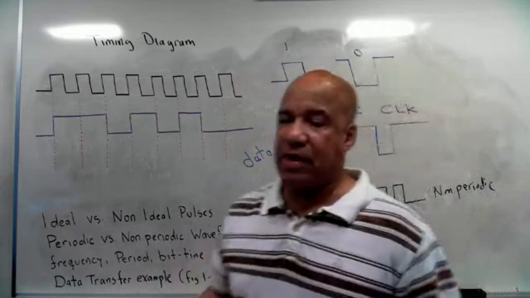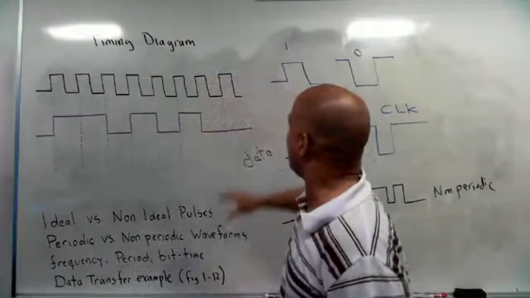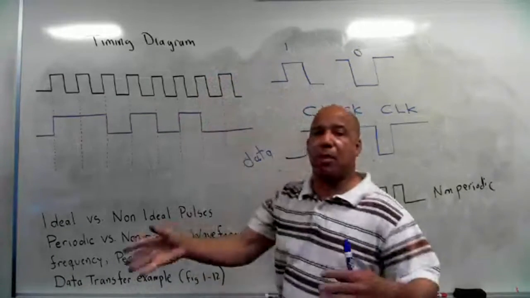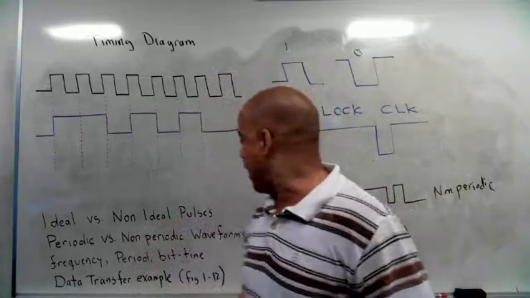Well, every digital device has a clock, and you use that clock to determine what we call the bit time. So let me write that down.